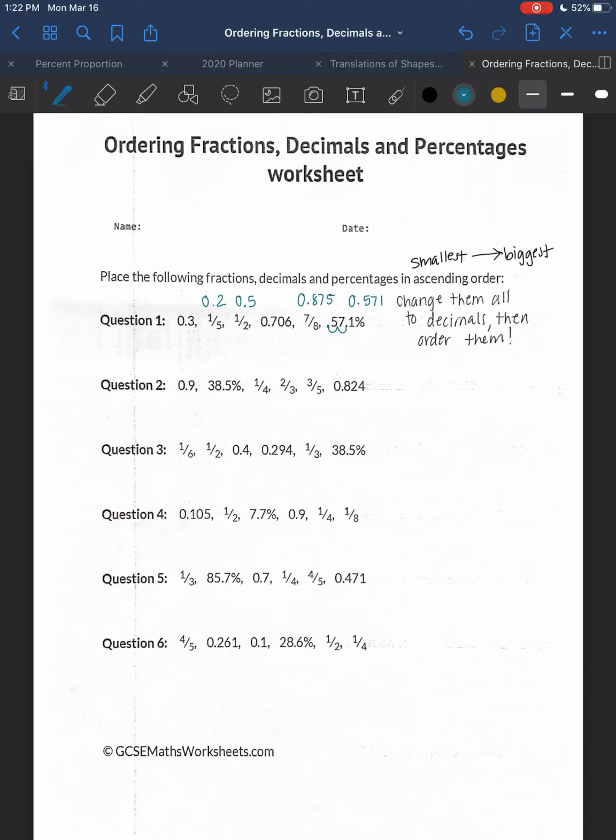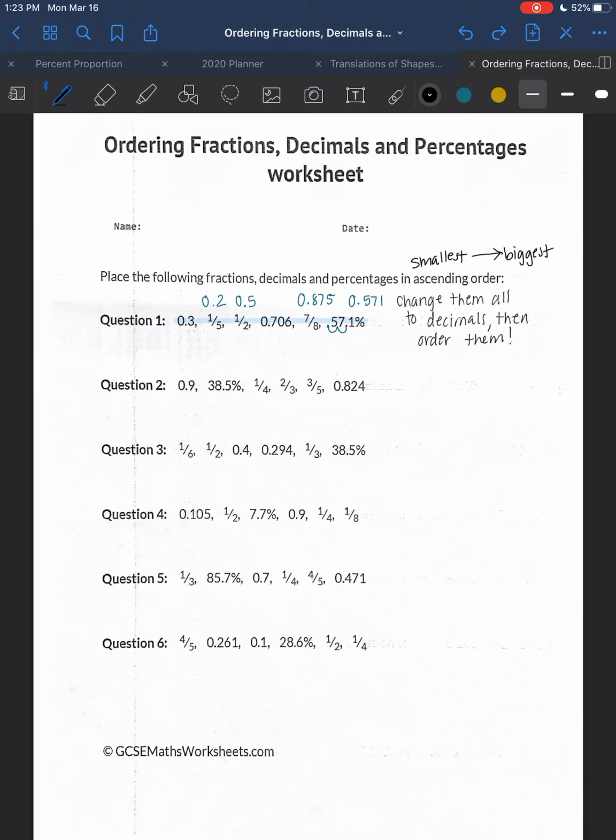I can put them in ascending order. Now, when you do this, you want to write the original numbers. So these numbers right here. Even though we found these decimal equivalents up here, we don't want to use those when we write what our numbers are in ascending order.